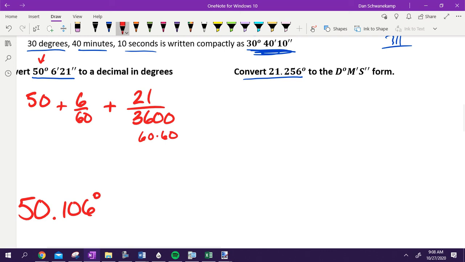The other one we already did. We are converting 21.256 degrees into degrees, minutes, and seconds. So we're taking 21 degrees, blank amount of minutes, and blank amount of seconds. Jack, what'd you do?